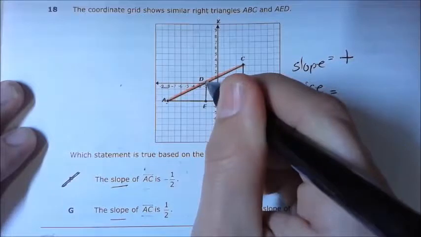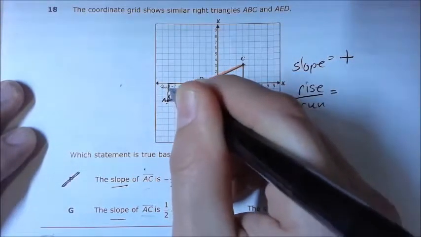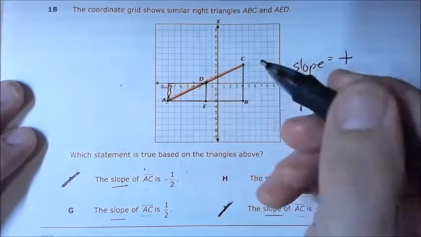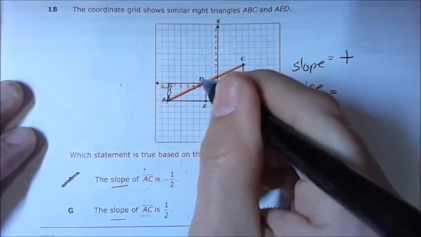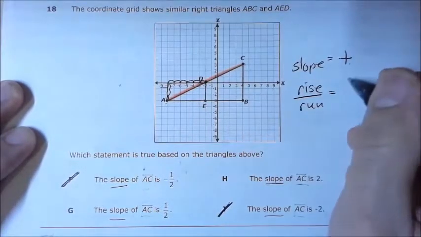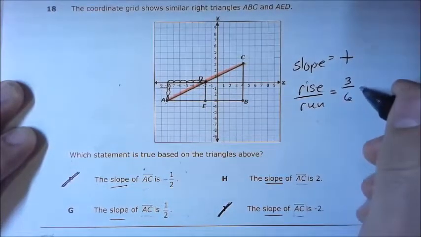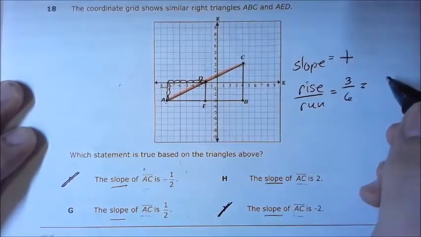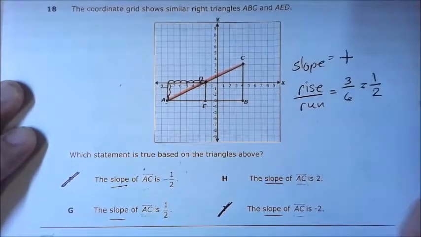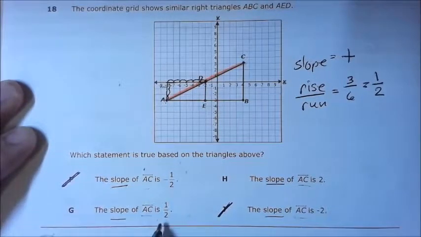So if I draw over here and get that lined up, I'm going to go up 1, 2, 3, and then I'm going to go over 1, 2, 3, 4, 5, 6. So I have a rise of 3 and a run of 6. And if I go ahead and simplify that, that's going to give me 1/2. And since it is positive, my best answer will be G, which is positive 1/2. G is the correct answer.